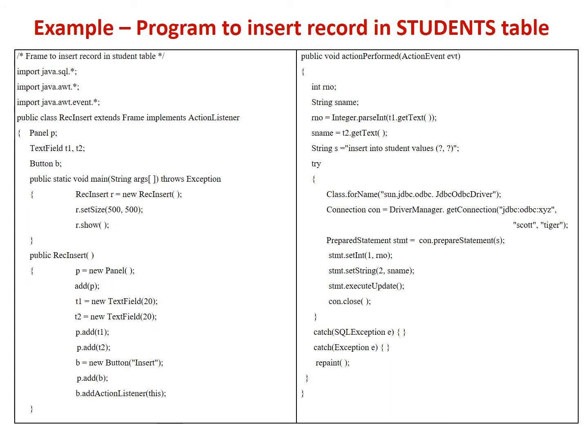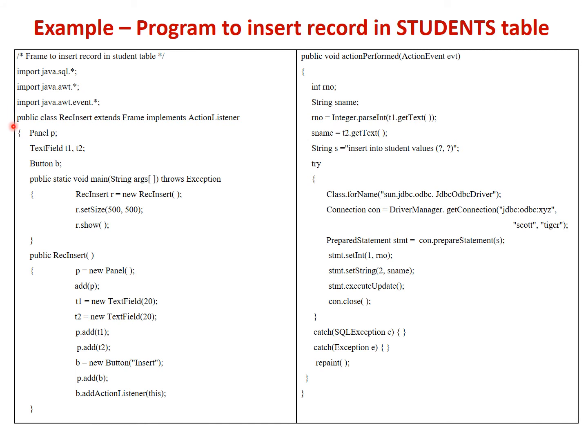Now we will see one program, that is to insert a record in the student table. Here we are defining a frame to insert a record in the student table. First we will import three packages, that is SQL, AWT and event. In this frame we are defining two text fields and one button, and for this we are adding the text fields and button in the panel, and then we add the panel to the frame.